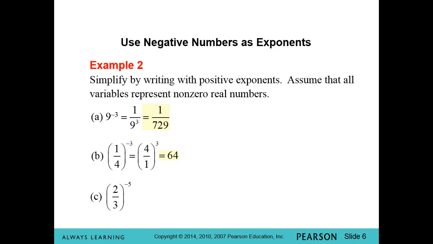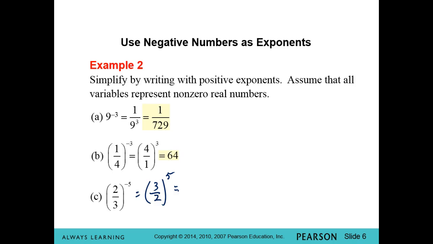Okay? Let's see what the C says. So what are you going to try on this one? What would you do? First step. Say again? Flip them, okay? And that would be 3 over 2 to the 5th power.